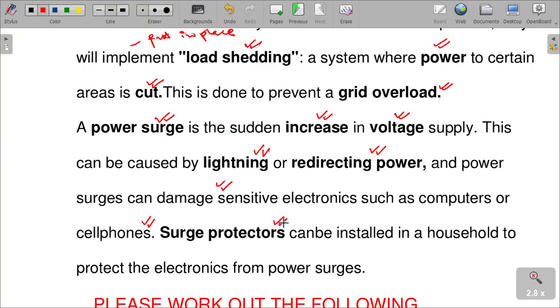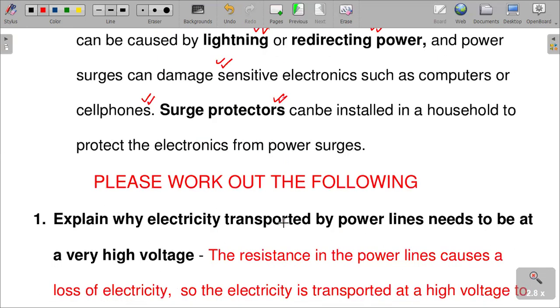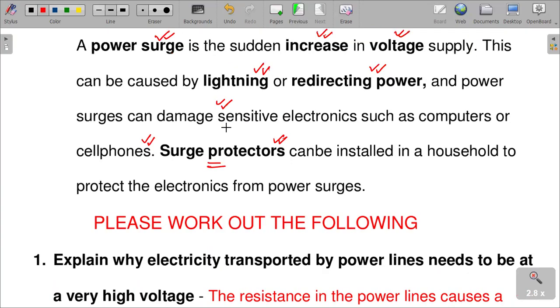Power surge protectors can be installed in a household to protect electronics from power surges. What is the function of surge protectors? Surge protectors are put in place to protect the household from problems of what, of power surges, which can damage sensitive electronics. Therefore, we put power surge protectors.